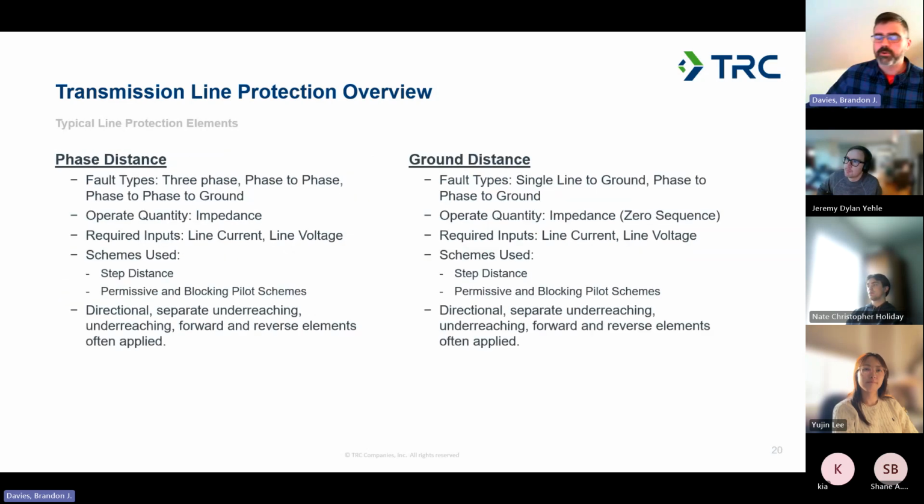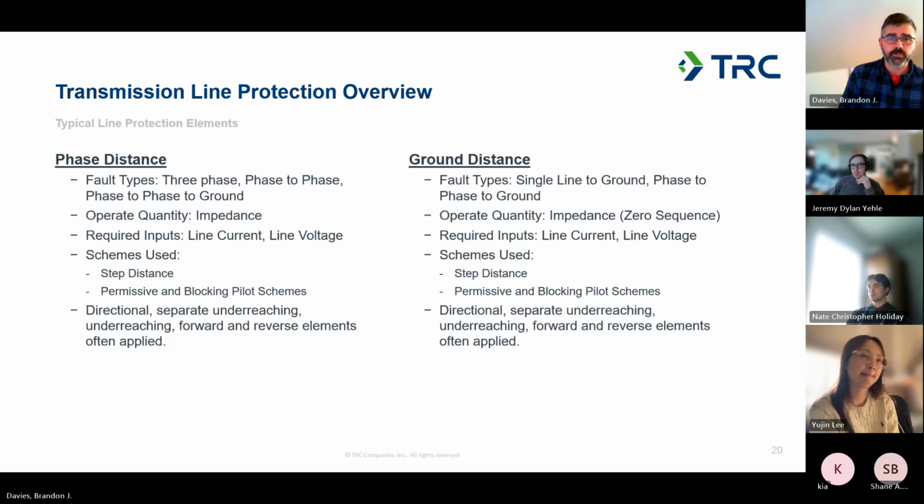and move into talking about some of the typical protection schemes and protection elements. So first one I'm going to talk about is distance protection. It's probably the most common type of protection for transmission lines. And it can be broken down into two categories. There's phase distance protection and ground distance protection.